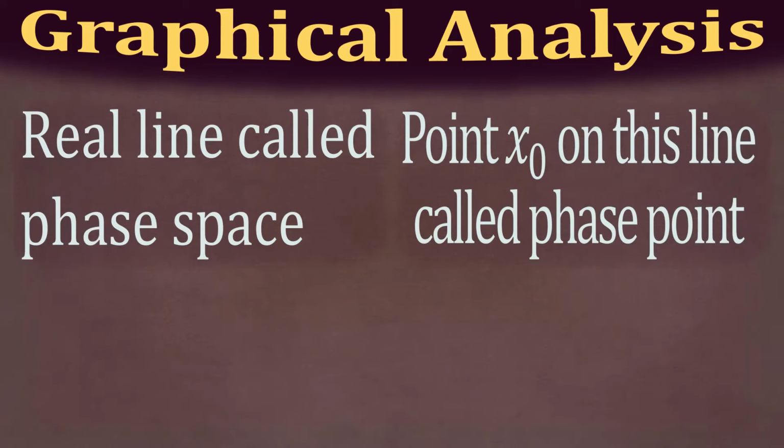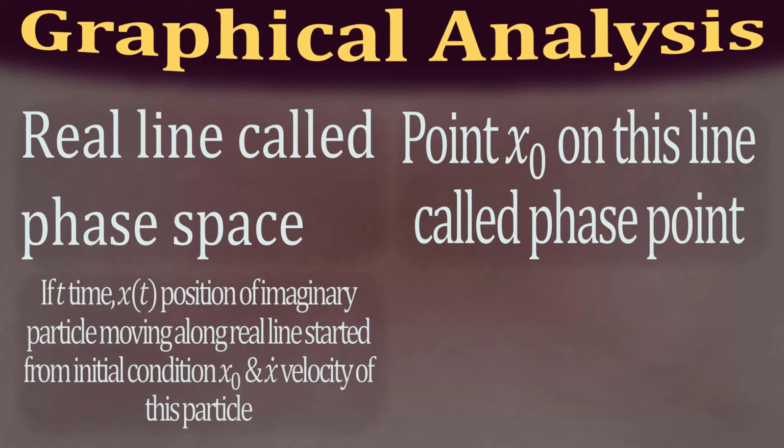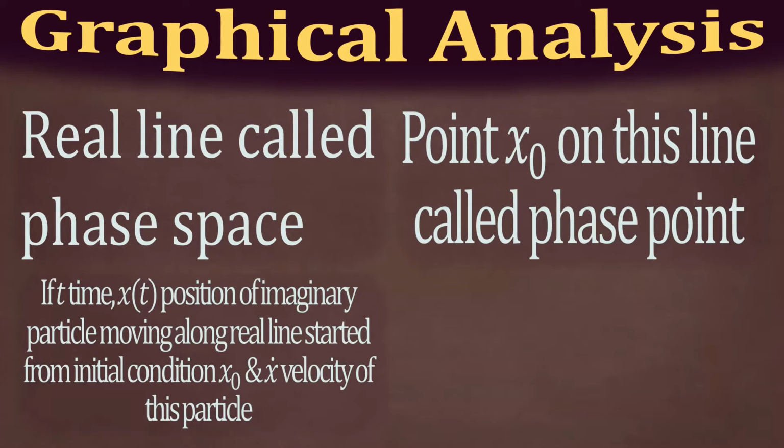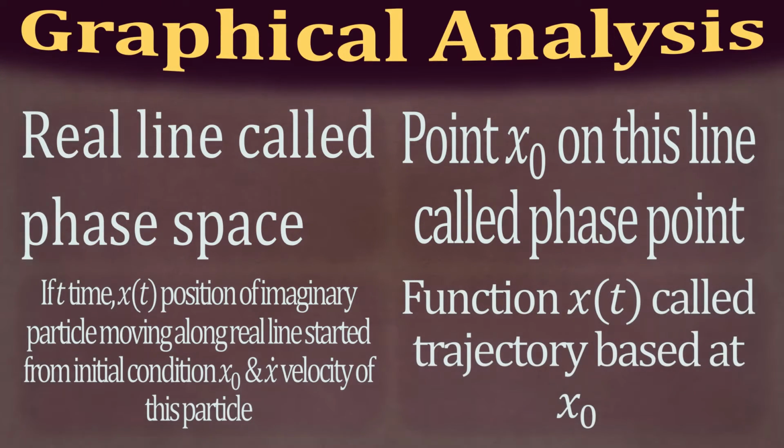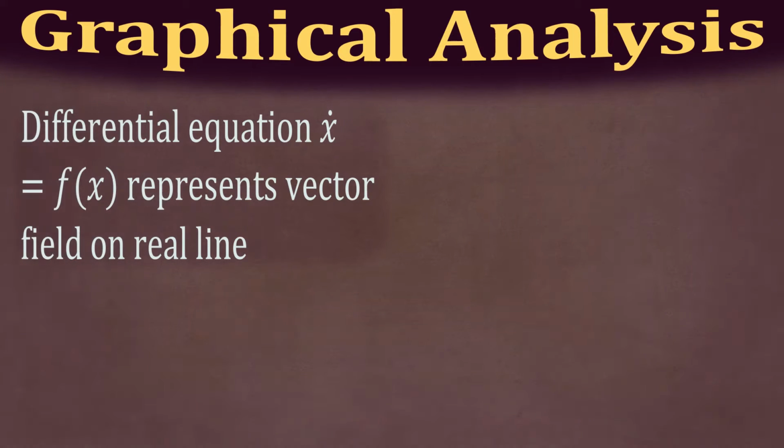The real line is then called the phase space, and a point x0 on this line is called a phase point. If t is the time, x of t is the position of an imaginary particle moving along the real axis, which started from an initial condition x0, and x dot the velocity of this particle. The function x of t is called the trajectory based at x0.